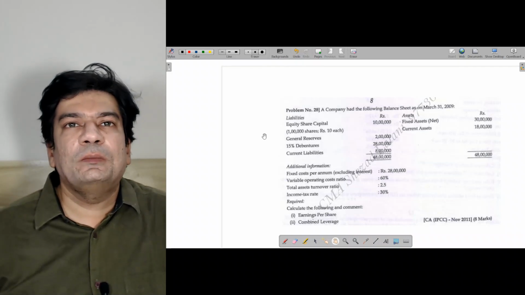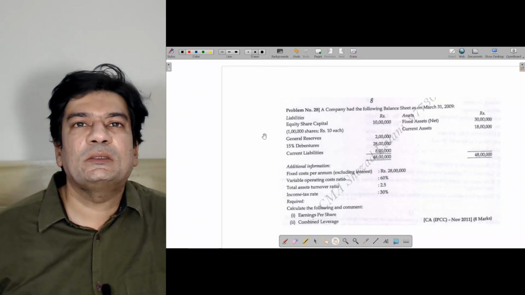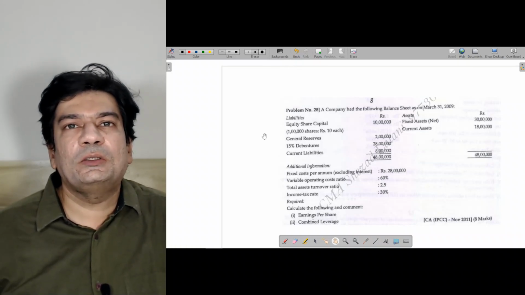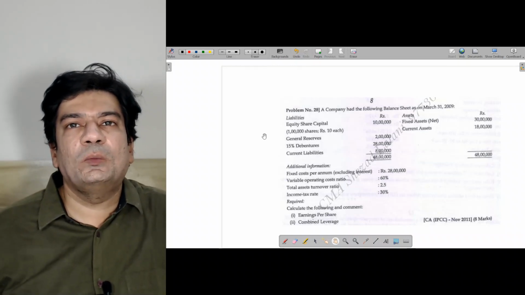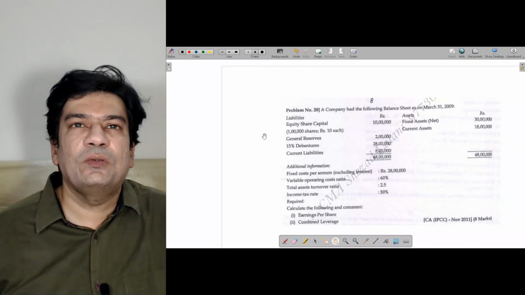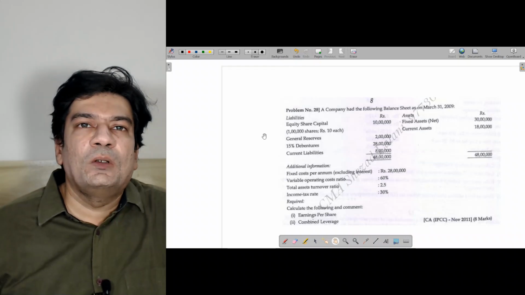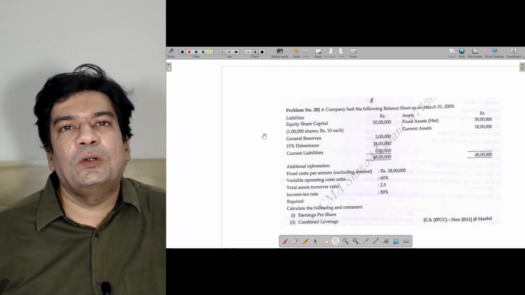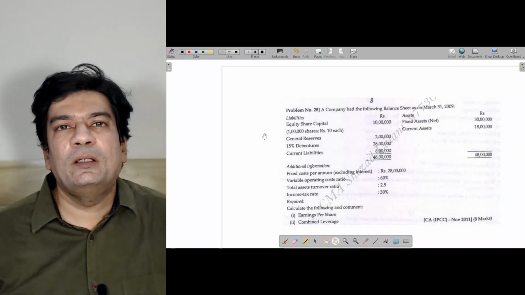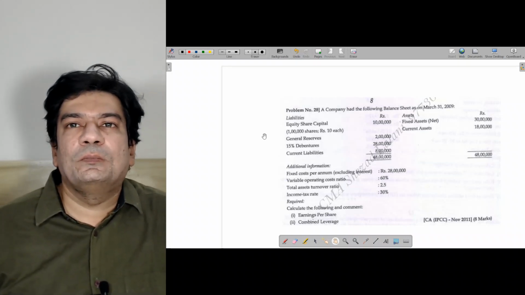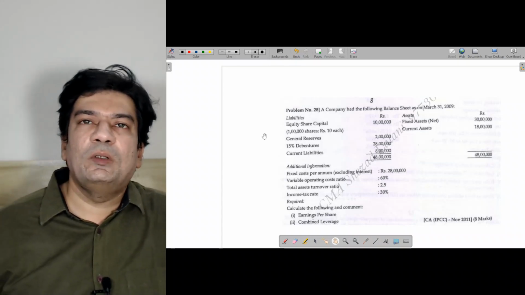Additional information, the fixed cost per annum excluding interest they have given to us. Variable operating cost ratio 60% they have given. The total asset turnover ratio they have given 2.5, and the income tax rate they have given to be 30%. You are required to calculate the following and comment: earning per share and combined leverage. So this is the exam sum and it has come for 8 marks. So we will be solving the sum.